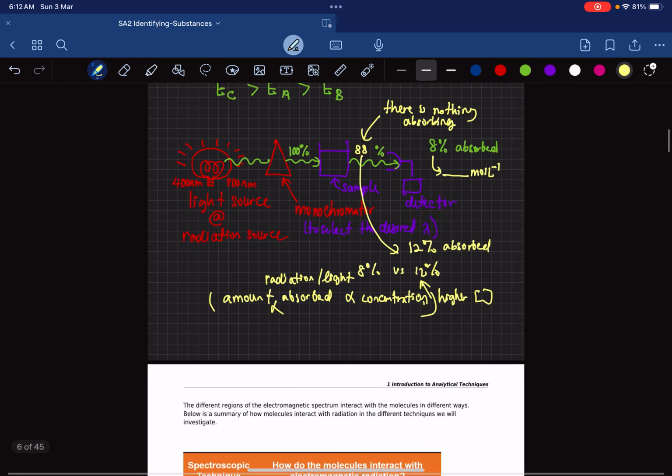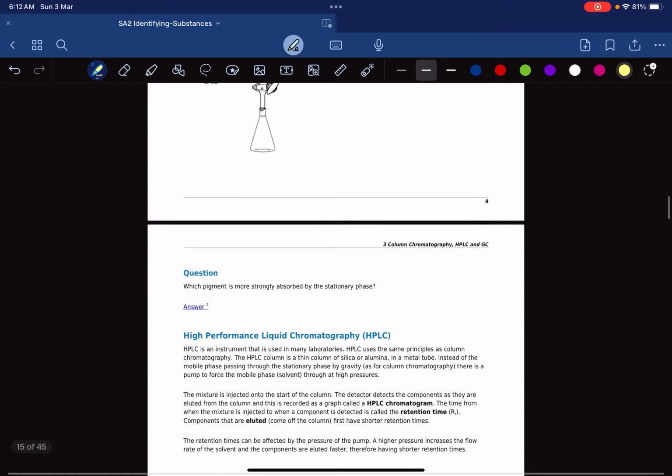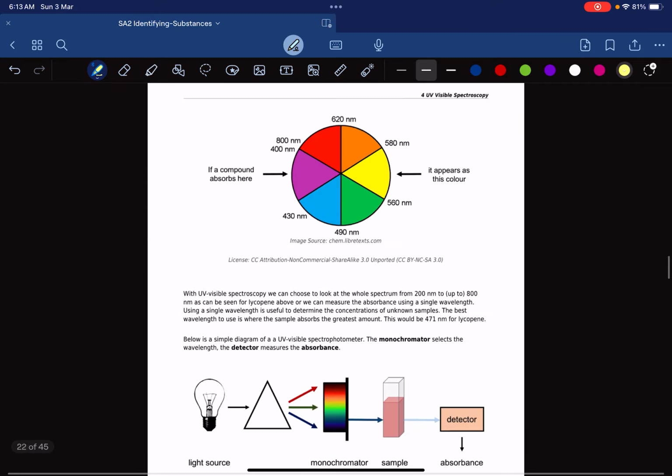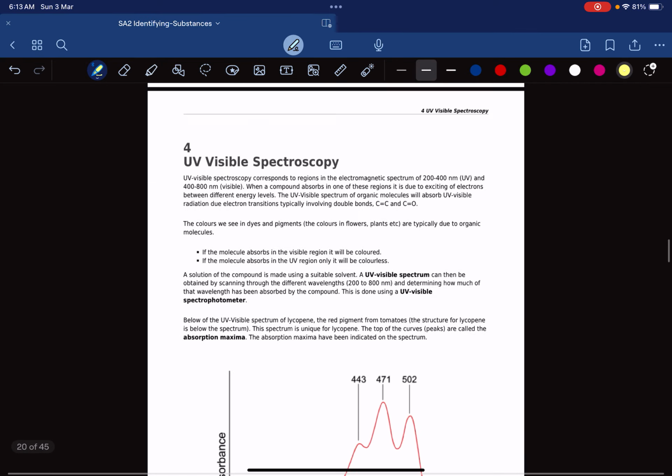So let's move on here, and then I'll just explain this to you. Okay, here we go. Everything that I told you is here. This is what I meant by the light source, and then you have a monochromator that selects the wavelengths, and then you have a sample and a detector. That's basically how it works.